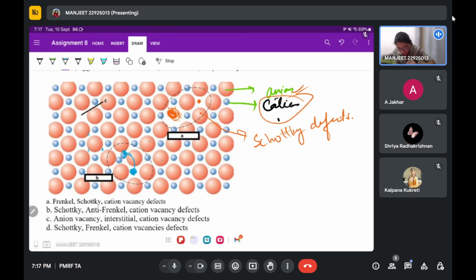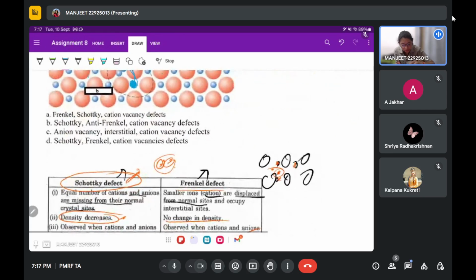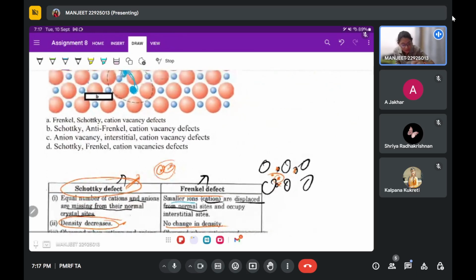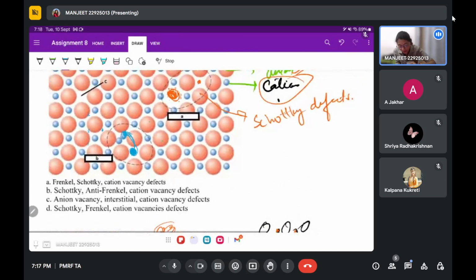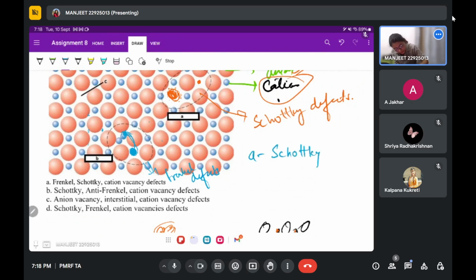This kind of thing is the interstitial. So this cation is moving from this side to the interstitial. When the cation moves, or the smaller ion, because here the cation is the smaller ion, and is displaced from its normal site and occupies the interstitial, then it represents your Frenkel defect. Okay, so A is basically the Schottky defect and B is your Frenkel defect.